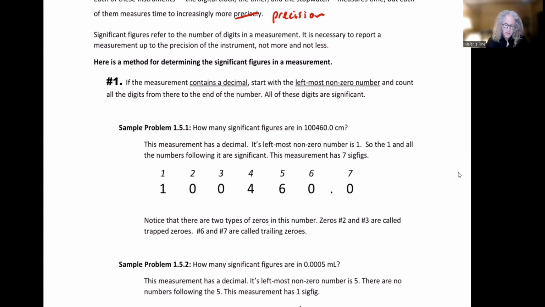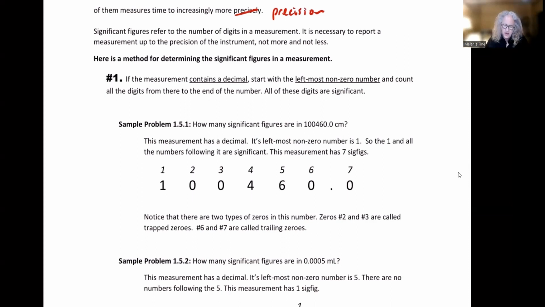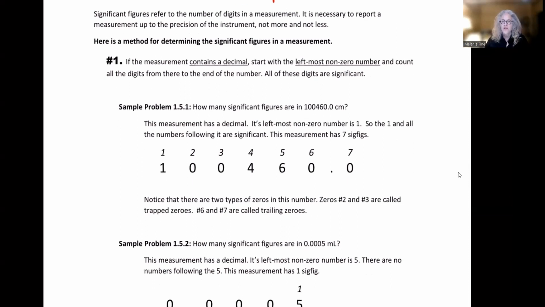So here we have a sample problem. How many significant digits are in 100,460.0 centimeters? Since the number has a decimal, I'm going to start counting my digits from the leftmost non-zero number, which is the 1, right? That's why I numbered it here. And I'm going to count all the numbers to the right. 1, 2, 3, 4, 5, 6, 7. This measurement has 7 significant figures or 7 significant digits, or what I call 7 sig figs.